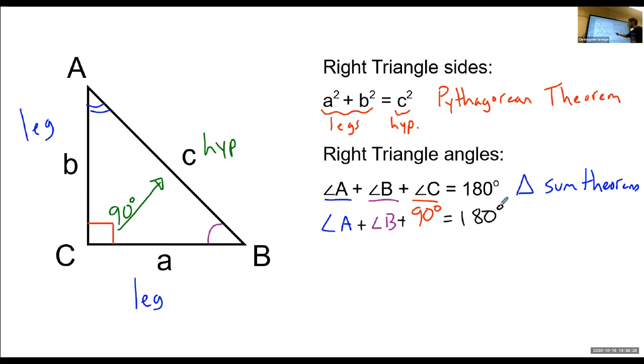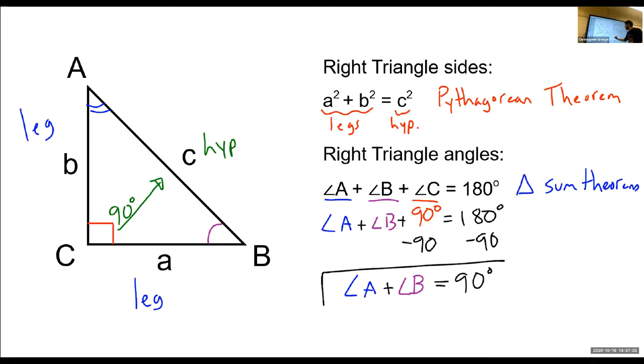Now, if I look at this equation, I could simplify this, or I could start to solve it by getting rid of the 90. So if I subtract 90 from both sides, we will find that in all right triangles, the sum of the two acute angles, and I know that these angles are acute because they're smaller than 90 degrees, the sum of those two will equal 180 minus 90, which is 90 degrees.